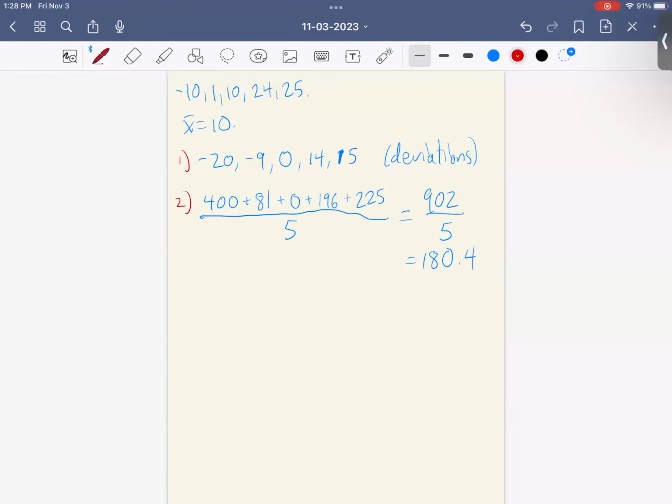180.4, and again, remember, this is the variance. So if you just want the variance, then you're done. And then if you want the standard deviation, you just have to take the square root. So the square root of 180.4 is going to give you about 13.43. Okay, and so this here is the standard deviation.